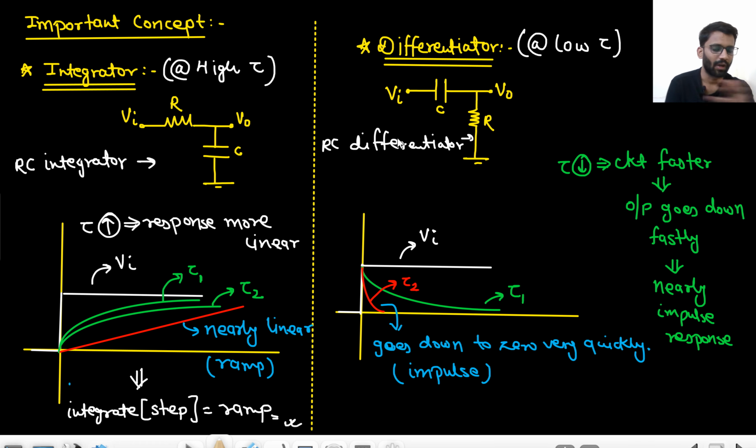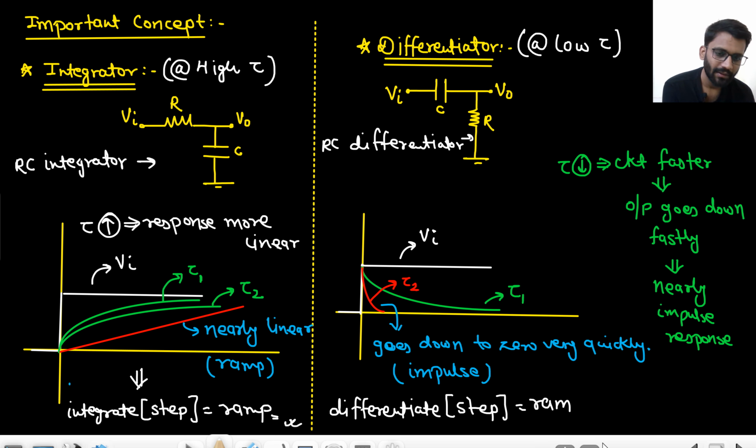So the output goes to 0 very quickly. If you differentiate the step input, you get, sorry, not ramp, you get an impulse response, right? So it is acting like a differentiator. So in conclusion, you just need to know two things. Integrator means RC circuit, differentiator means CR circuit. That's it. Now let's see a question.